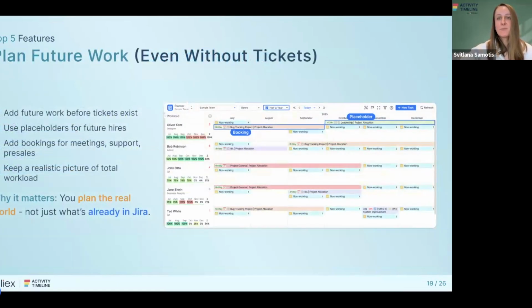Okay, so that was skill-based planning, and the next of my top 5 features is planning future work without Jira tasks, because many teams start planning way before Jira task exists, and bookings and placeholders, so those are events that exist in ActivityTimeline, can help you schedule that work for those upcoming initiatives.